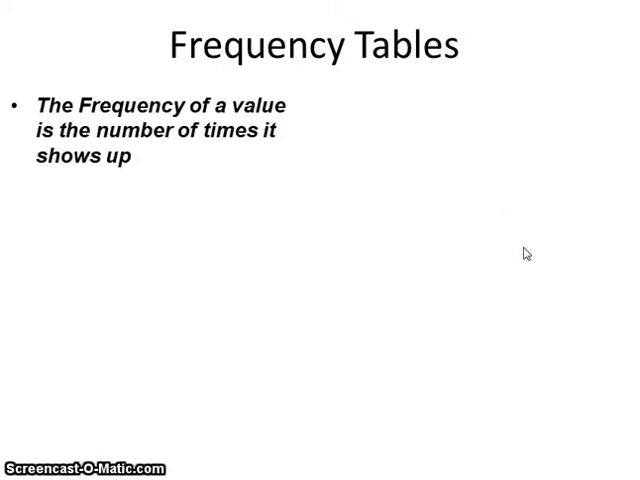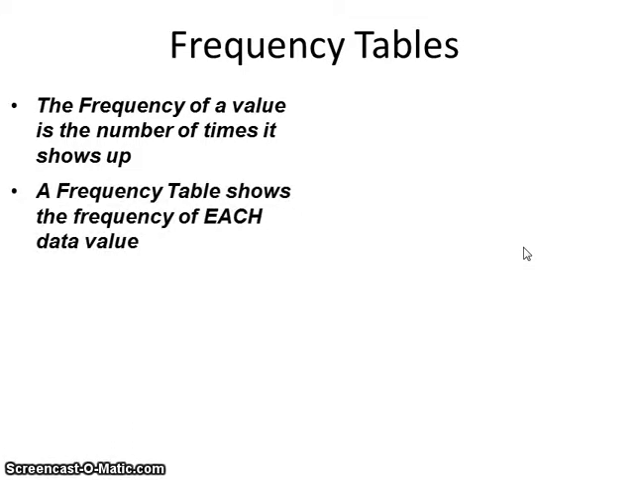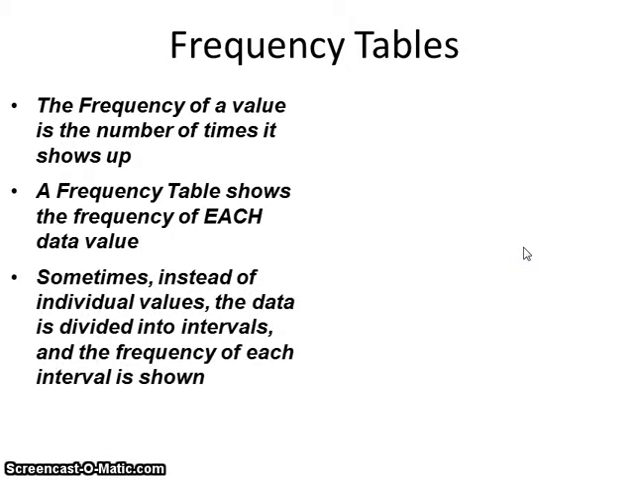Now we're going to go on to frequency tables. Again, if you'd like to pause at any time and go back and watch that, you are free to do so. The frequency of a value is the number of times it shows up. Go ahead and fill in the word frequency in your notes. A frequency table shows the frequency of each data value. Sometimes, instead of individual values, the data is divided into intervals and the frequency of each interval is shown.